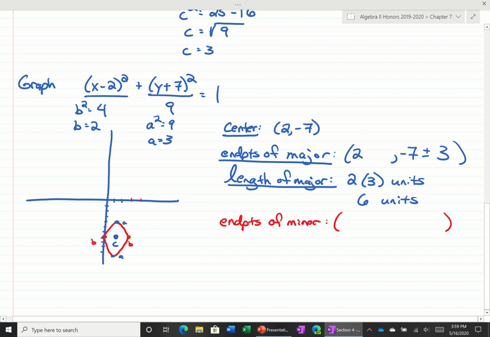ellipse. To get the endpoints of the minor, we write our center. And because we went to the left and right, we're going to be adding and subtracting 2 to the x value. The length of the minor would be 2 b units.